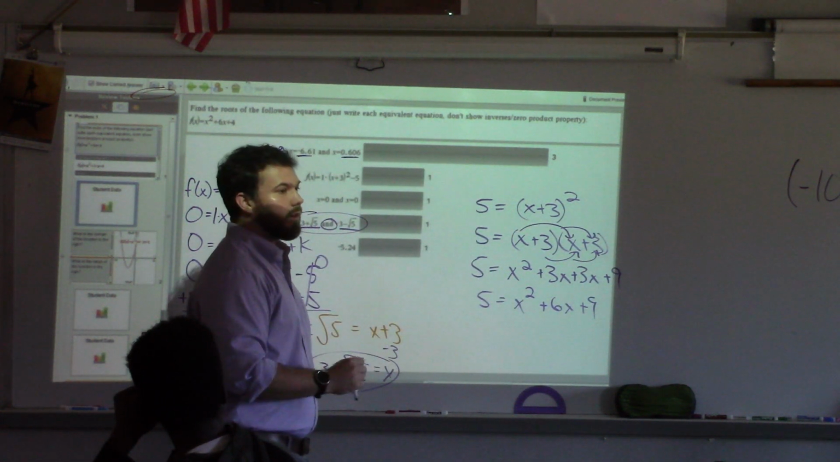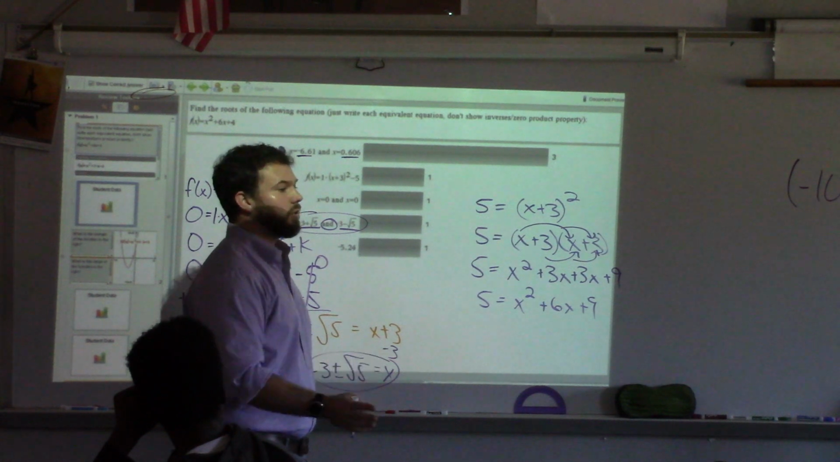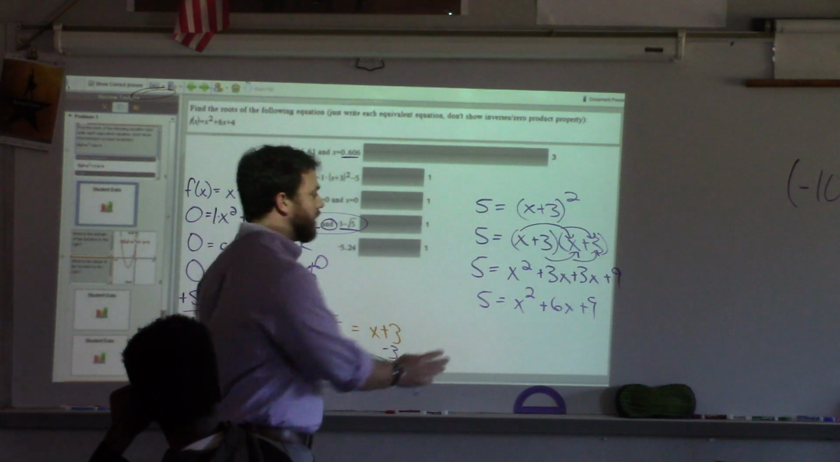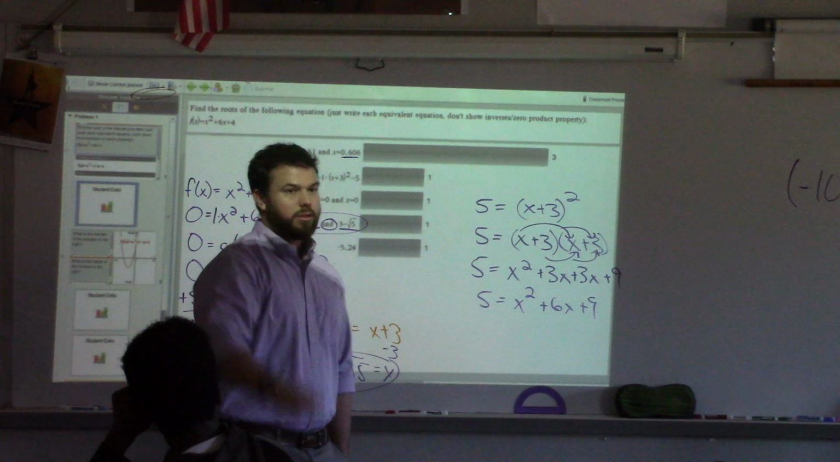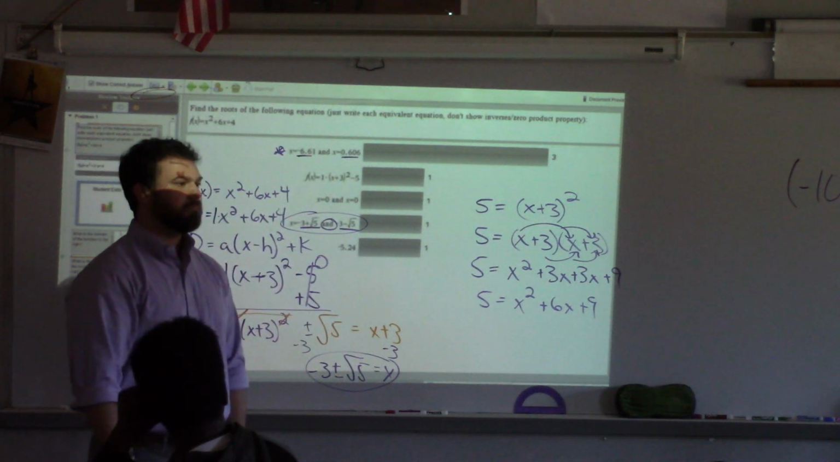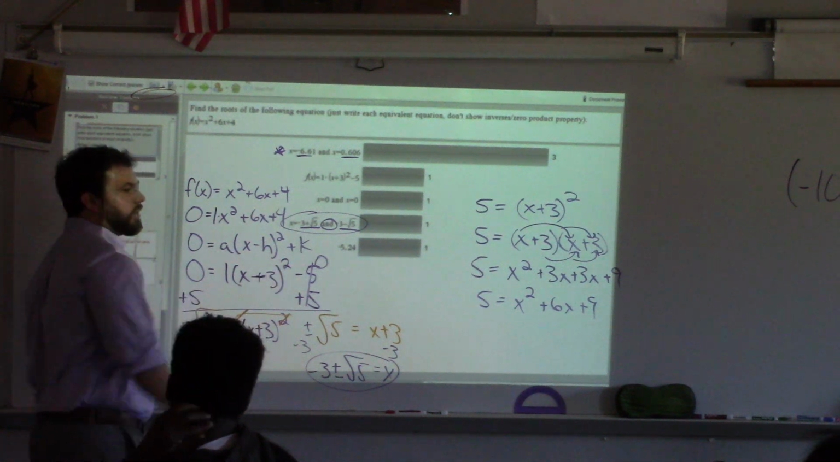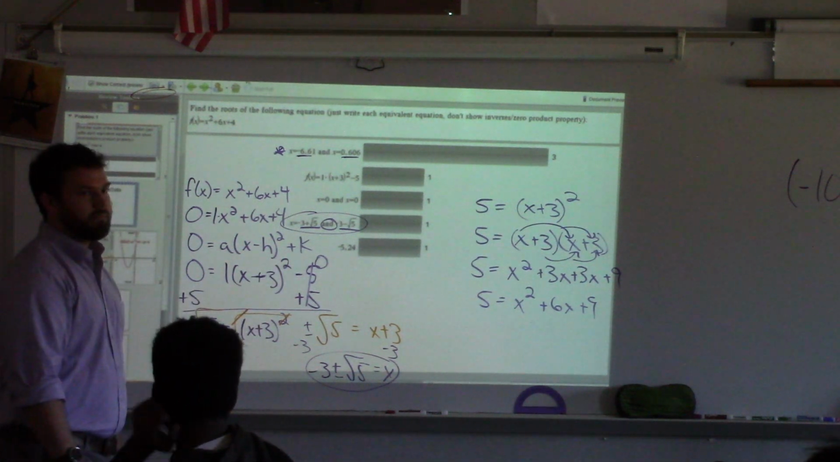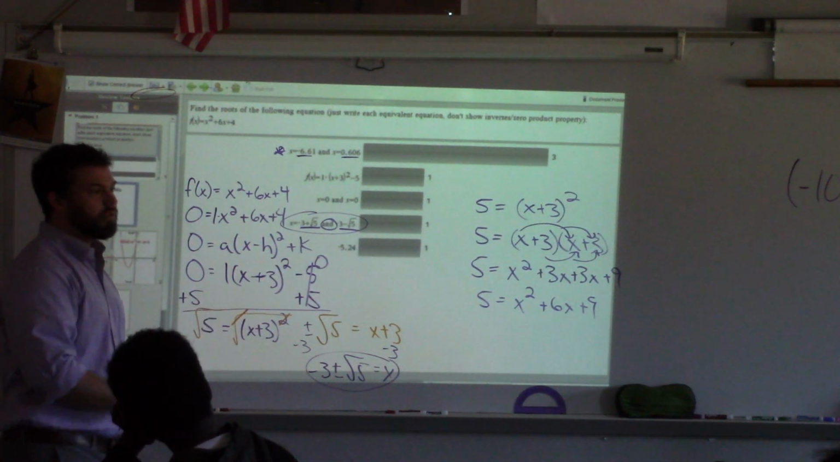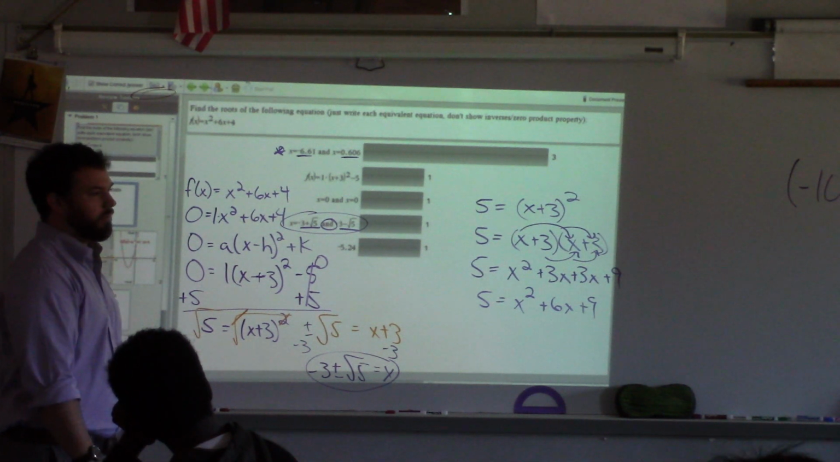So can we square it? No. We don't want to square it. That's why we need an inverse, because I'm right back to standard form. Can we solve an equation in standard form? No. That's why we need inverses when we have that vertex form. You have to use inverses when you have vertex form.